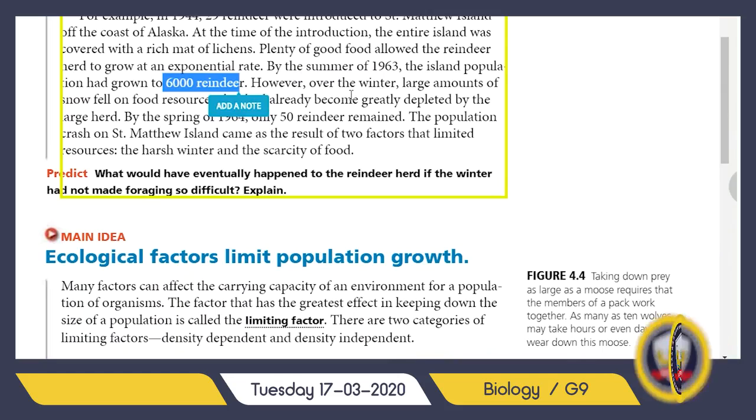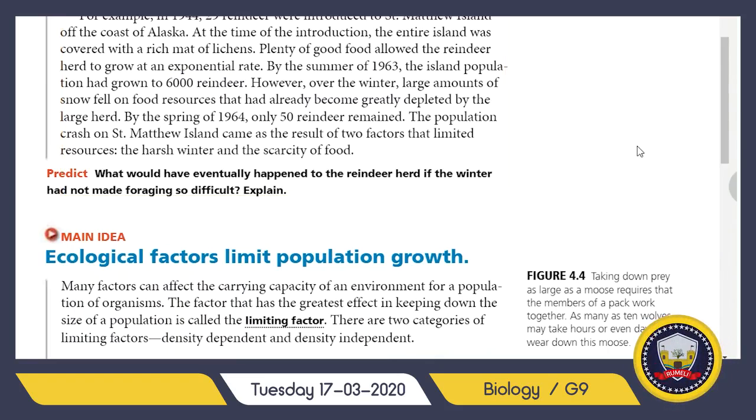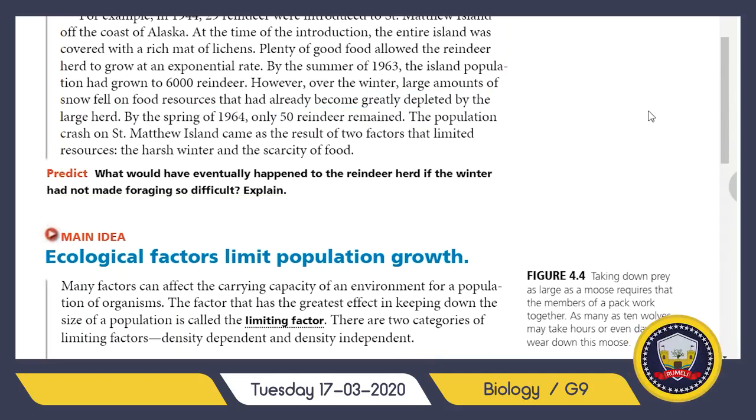Good. However, over the winter, a large amount of snow fell on food resources, and this caused the depletion of huge numbers of the reindeer. They declined to a number of 50 reindeer remaining. Okay, so this is a population growth crash. The population crash is caused by limited resources, the harsh winter and the scarcity of food.